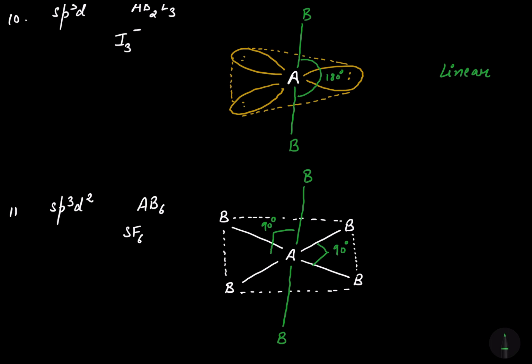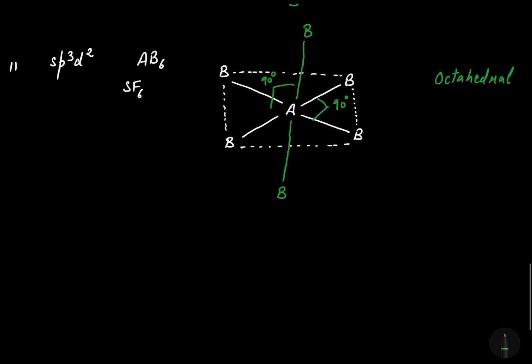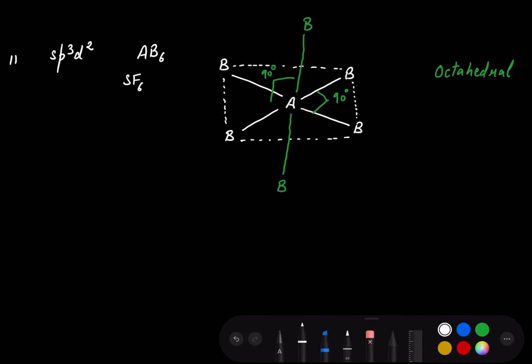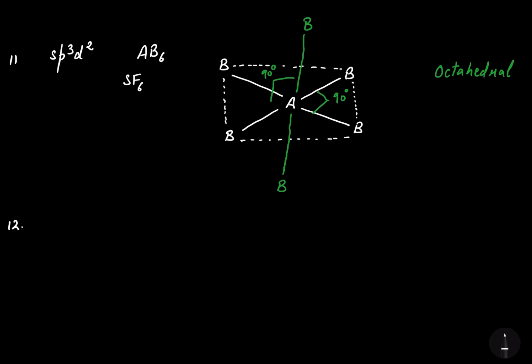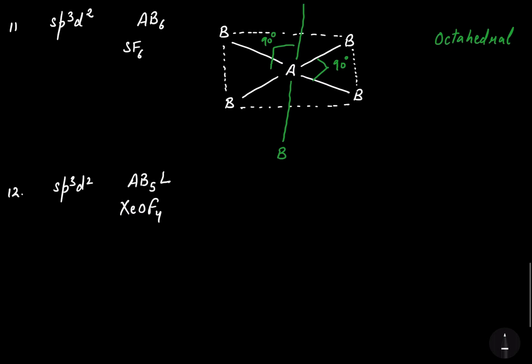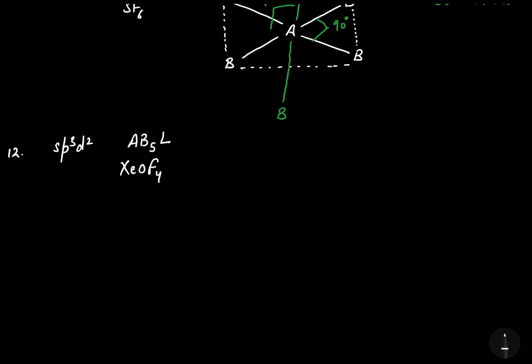Now the name of this structure is octahedral structure. Now let's talk about sp3d2 but with 1 lone pair. Now I'm coming to the 12th one. Again that's sp3d2 but with 1 lone pair. It's AB5L. The example for AB5L is XeOF4. So here in this case in sp3d2 the lone pair will hold the axial position, not the equatorial.